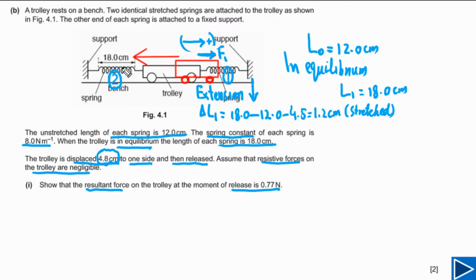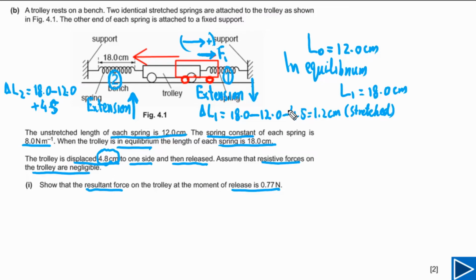And now we look at spring 2. Spring 2 is pulled to the right, so it means the extension of this one will increase. We can say the extension of spring 2 increases, so I simply write an arrow up meaning increases. Now we can find the value of delta L2, the extension in this spring. First of all, we have 18.0 centimeters minus 12, the unstretched length, plus we pull this one to the right, so we have to add 4.8 here.